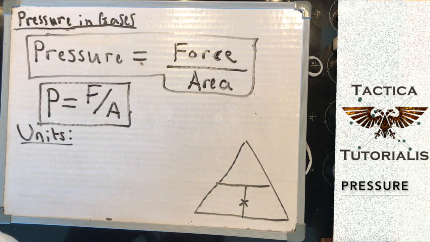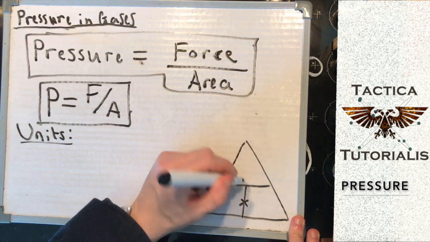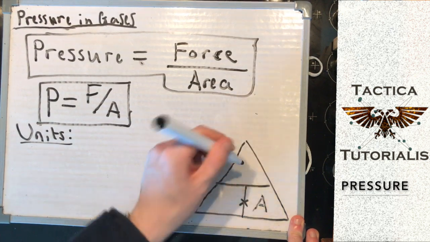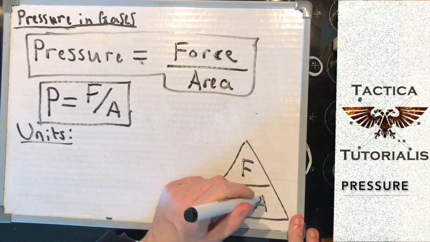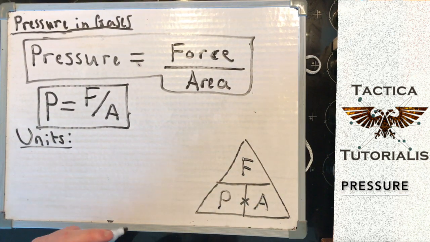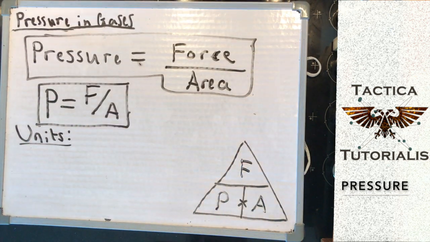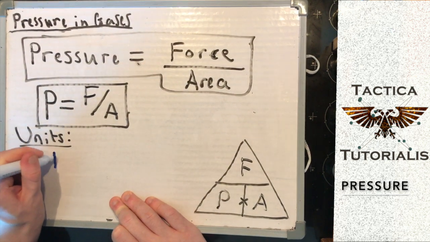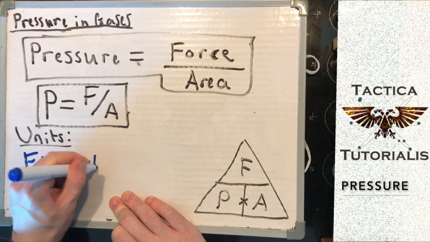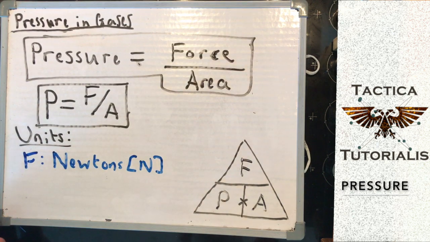Now, if I was filling out my formula triangle, I can see that pressure is force divided by area. So area has to be on the bottom and force has to be on the top. And pressure, therefore, is also on the bottom. You can therefore use this to help you rearrange the equation if you so desired. Now, we have one more thing to talk about here, and that's the units of pressure, force, and area. So, force has a unit of newtons. We saw that in our Newton's laws video, and, well, they're named after Isaac Bloomin' Newton.